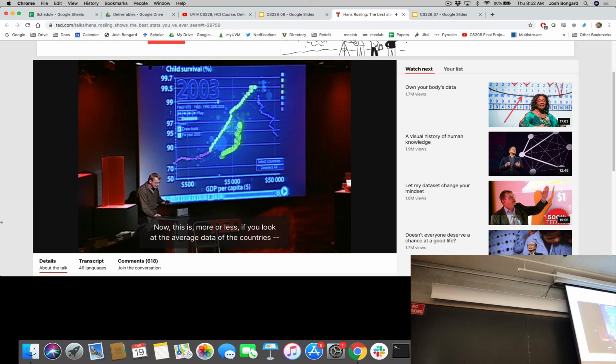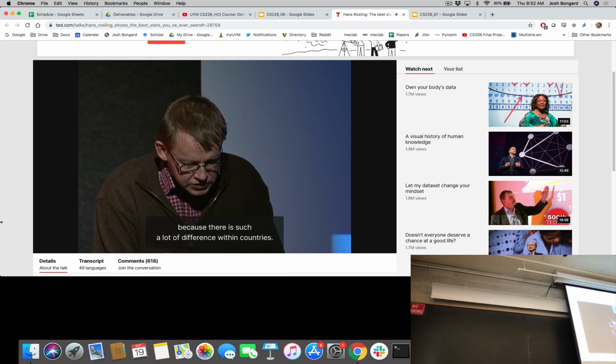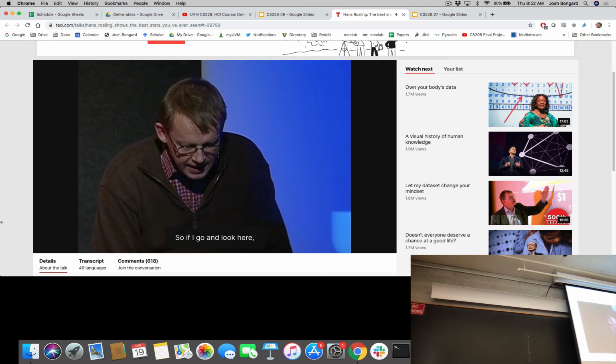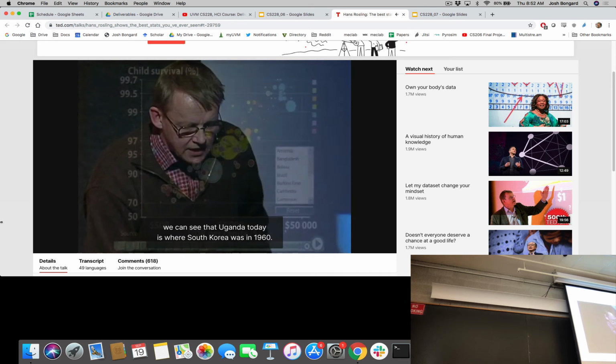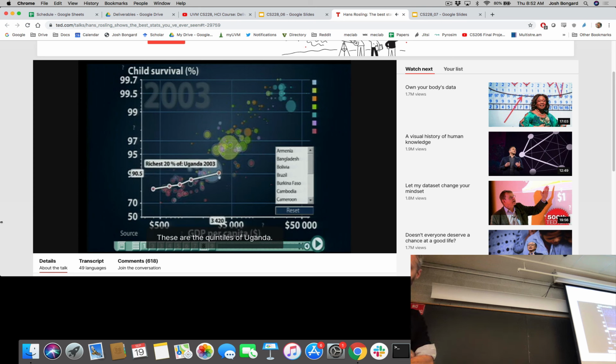Now, this is more or less if you look at average data of the countries. They are like this. Now, that's dangerous to use average data because there's such a lot of difference within countries. So if I go and look here, we can see that Uganda, that today is where South Korea was 1960. If I split Uganda, there's quite a difference within Uganda. These are the quintiles of Uganda. The richest 20% of Ugandans are there, the poorest are down there.